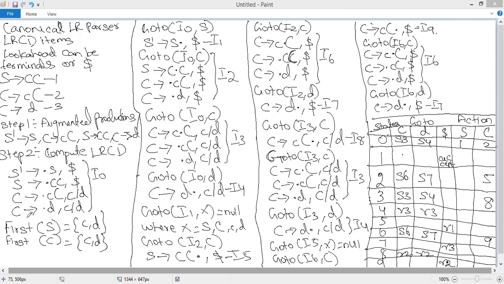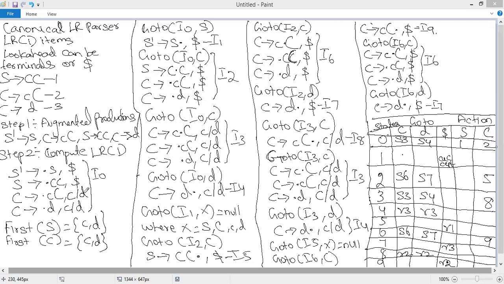The next thing is C tends to dot D comma. Now what will be the look ahead symbol? Again you have to see the parent production rule. After this dot the C is there. So what is the first of C? First of C is C comma D. That will be mentioned as the look ahead symbol. So now this is the I naught production rule.